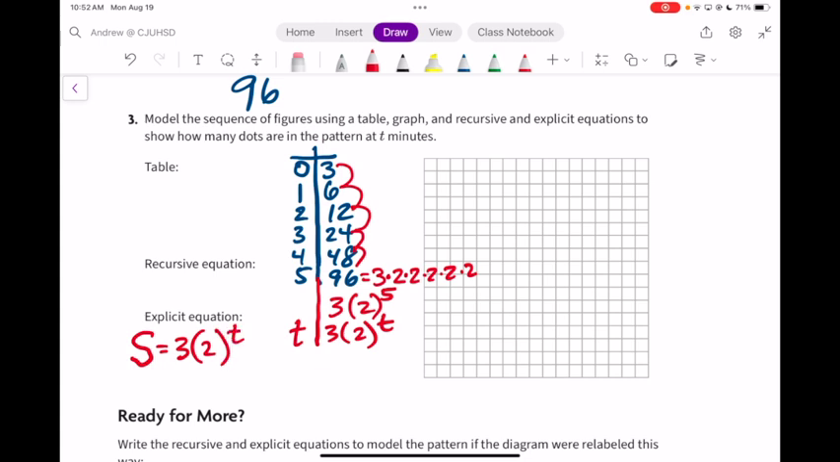Now, you might think that the recursive equation is the most difficult, but actually, in this case, it's the most easy because the next one, well, how do we get the next one? Doesn't it come from doubling the one that came before? And that's just 2 times previous.